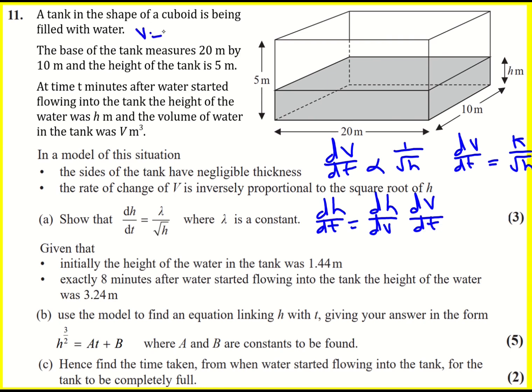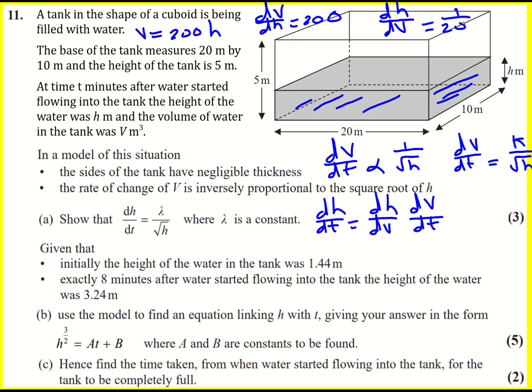Now, v is going to equal the volume of the liquid. So it's going to be 20 times 10 times h. That's the little cuboid that the water makes. So 200h. And therefore, dv by dh is simply 200. Now we actually want dh by dv. That's just 1 over dv by dh. So dh by dv is 1 over 200.